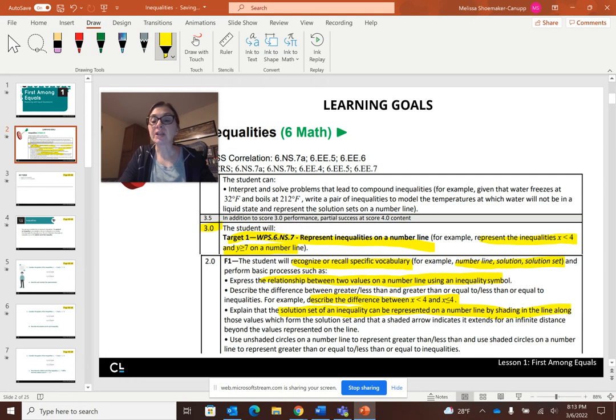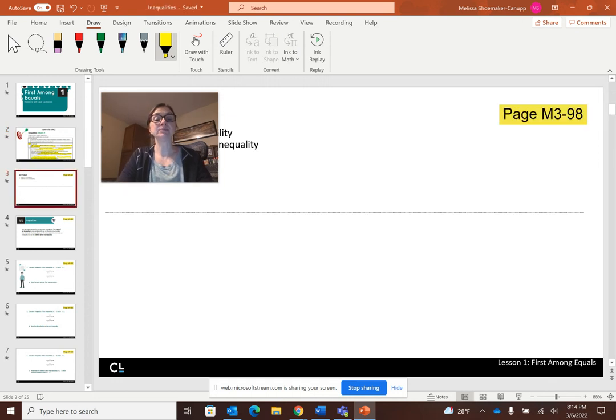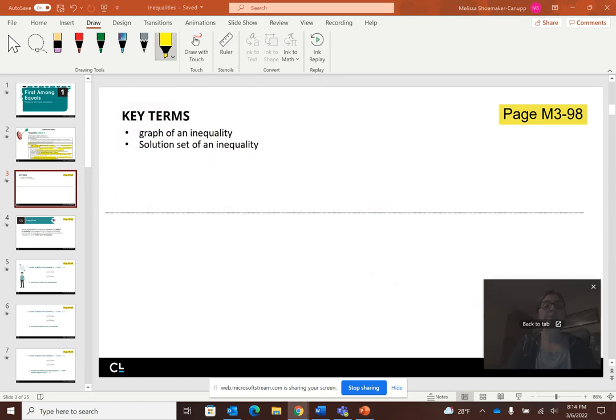By shading in. So when you're shading in that line on the number line, saying these are all the answers, you are actually giving a set of numbers that are the answer to the inequality. So we call that a solution set. Understanding that the unshaded circles on the number line represent greater than, less than, and use shaded circles to represent greater than or equal to. All things that we did in kind of our preview of the lesson. Okay, so I'm going to move myself back down here.